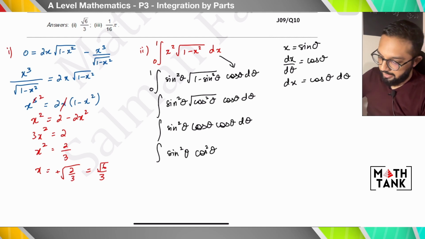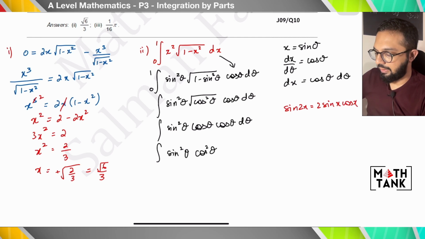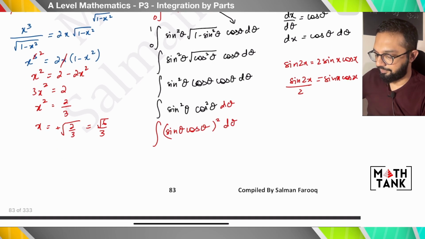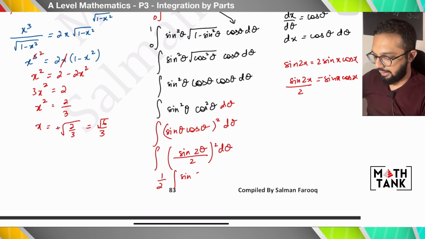Now, if I remember my identities correctly, then sine 2x was 2 sine x cos x, which means that sine x cos x on its own should equal sine 2x divided by 2. So for this I can do (sine theta cos theta) whole squared d theta, and say that this becomes (sine 2 theta over 2) whole squared d theta, and that brings out 1/4 sine squared 2 theta d theta.